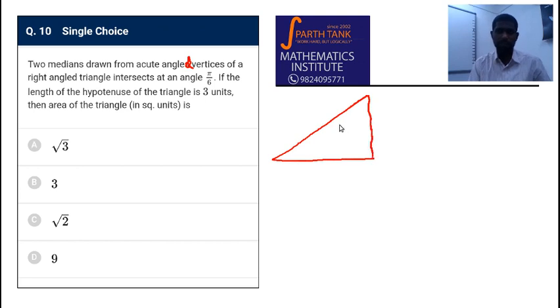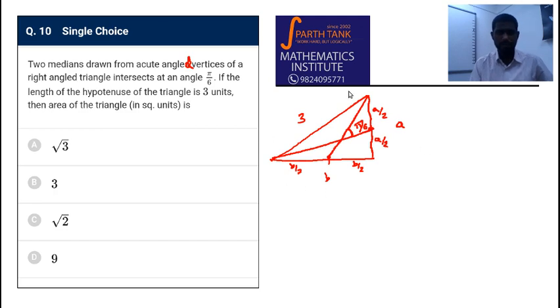Okay. Now the two medians from the acute angles. Medians are the lines from the vertex to the midpoint of the opposite side, and from here to this midpoint. So if we say this whole side is a and this whole side is b, this is a by 2 and this part is b by 2, this also is b by 2. So we have a diagram like this, and they've given us that these two intersect at 30 degrees, pi by 6, and the hypotenuse is 3 units.